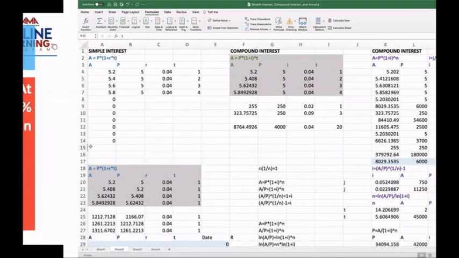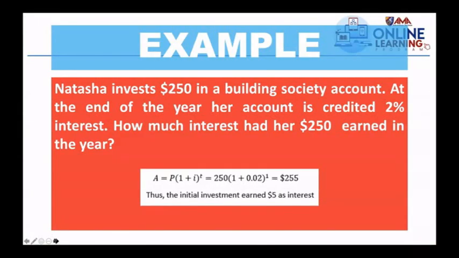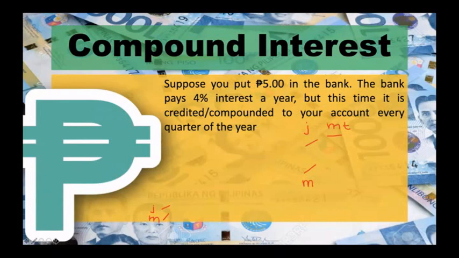Okay? So now, let's have another example. Now, here you can see the APIN, right? The APIN.